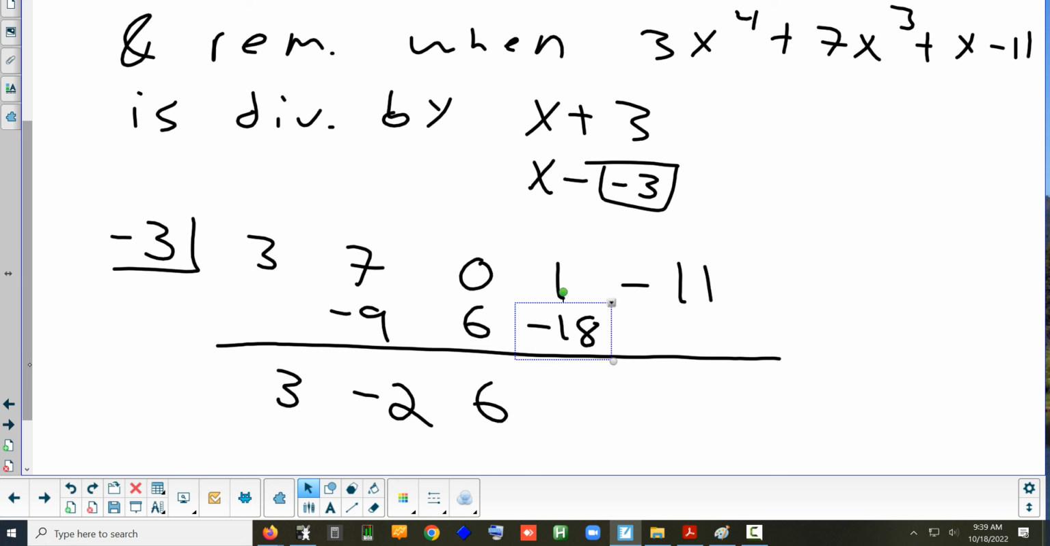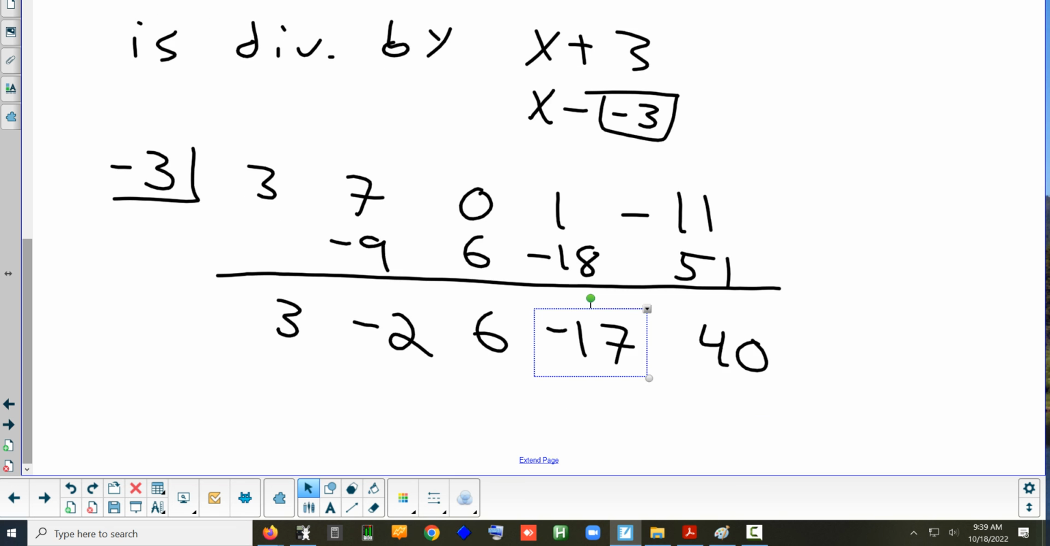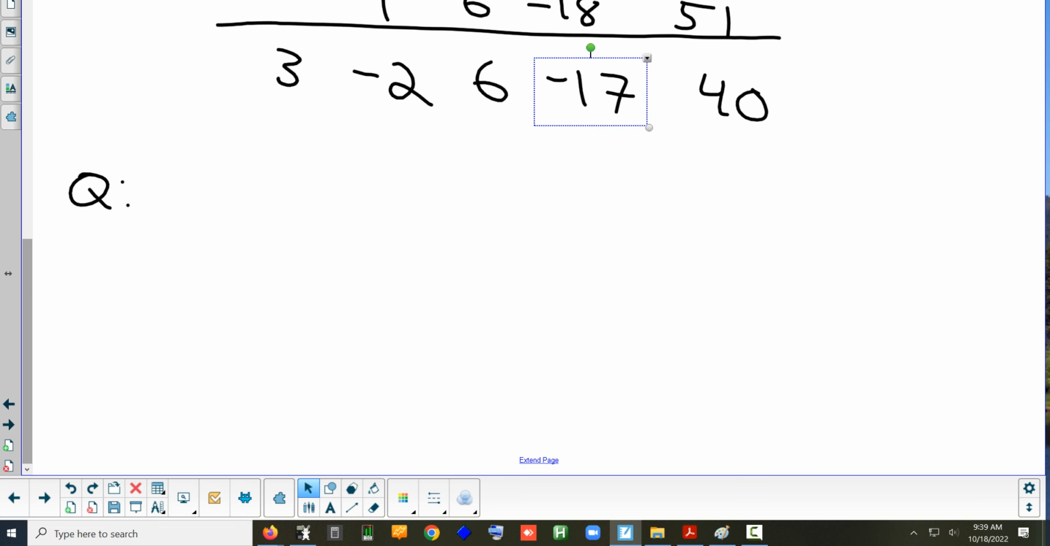1 plus negative 18, Matt? Negative 17. And negative 3 times negative 17. What is that? Yep. 51. 51 plus negative 11 is 40. Okay. What is my quotient?